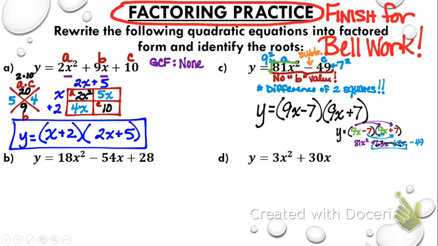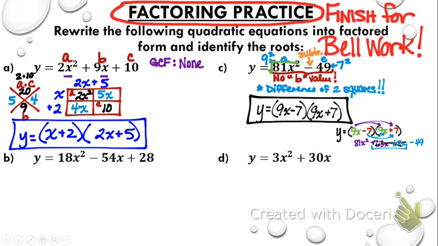How would I find the roots then? Set each one equal to 0, yes. Oh, I forgot to check for something on part C. What are we always supposed to look for first? Greatest common factor. Did this one have a GCF? No. Nothing goes into 81 that also goes into 49. The only thing that goes into 49 is 7 and itself, and 7 doesn't go into 81.